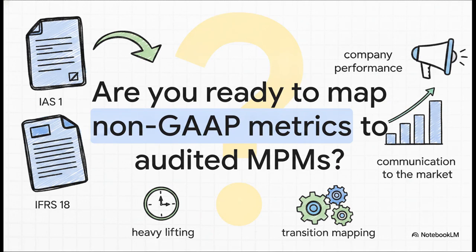I'm going to leave you with this final thought. The shift from IAS 1 to IFRS 18 is not just another compliance exercise. It fundamentally changes how your company's performance is communicated to the market. So ask yourself, is your finance team actually ready to map existing non-GAAP measures to the stringent new audited MPM requirements? The heavy lifting starts right now.